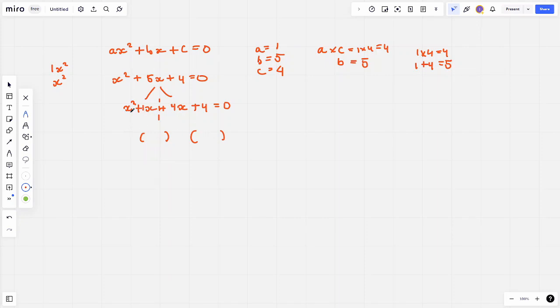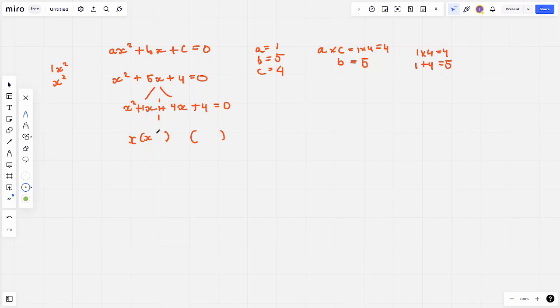So looking at this first part, we've got x squared plus x. What's the common factor? It's going to be x, right? It's just a single x. That's the only common factor we have in this part. So what multiplies with x to get x squared? Well, that's just going to be another x, right? So x times x is x squared.